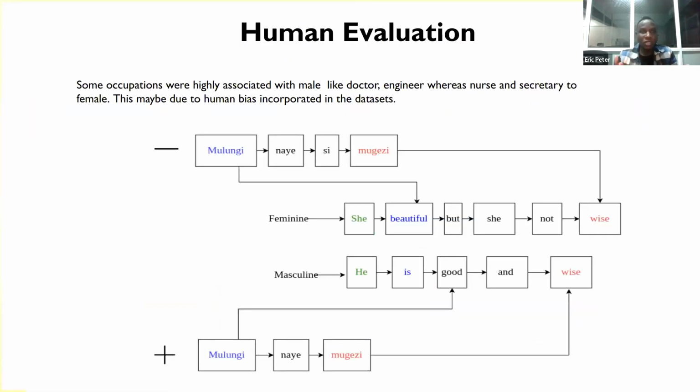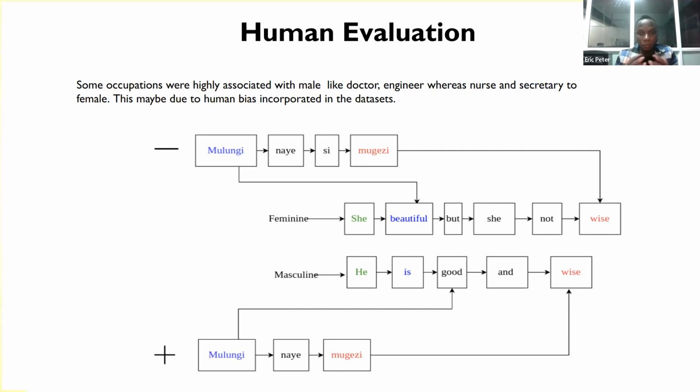So we compared this with the human evaluation. A few sentences were selected randomly and provided to the linguists. This work was done hand in hand with the linguists. They came up with a simple conclusion about what they realized from the translations. As I mentioned before, some occupations were highly associated with male, like doctor, engineer, whereas nurse, secretary are associated with female. And this bias, as we saw before, is highly incorporated in the data set. Hence the manifestation of gender bias in the results.